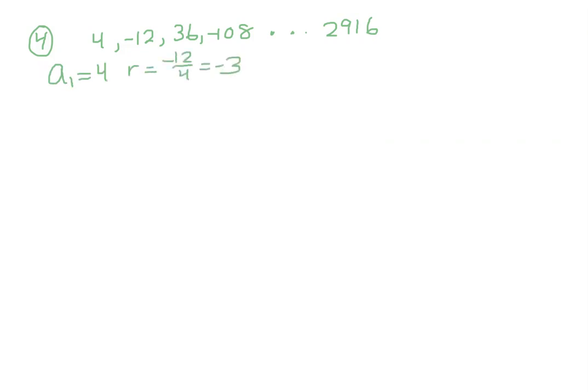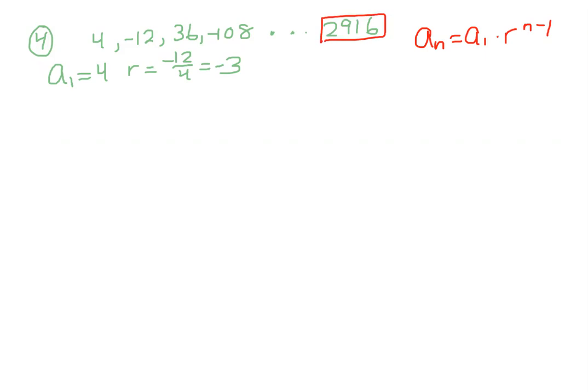Number 4 is the same way. 4, negative 12, 36, negative 108, all the way to 2916. All right, it's going back and forth between positive and negative, so that tells you that r is negative. A1 is 4. r is negative 12 over 4, which is negative 3. And we're going to use this equation to find which term this is, so we know what n is.